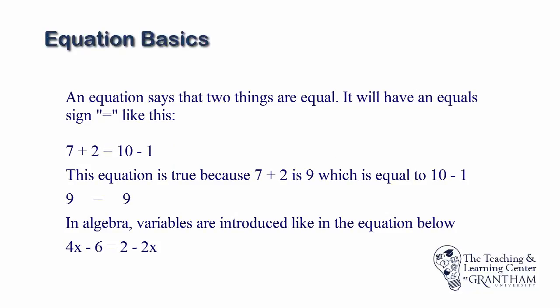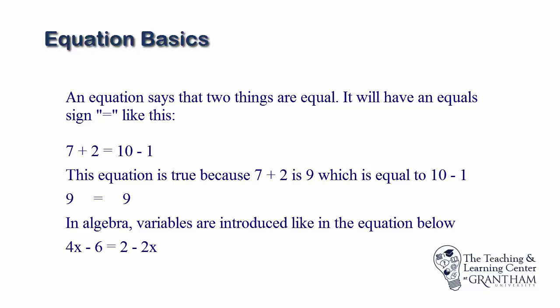Equation basics. An equation says that two things are equal. It will have an equal sign like this. 7 plus 2 equals 10 minus 1. This equation is true because 7 plus 2 is 9, which is equal to 10 minus 1.